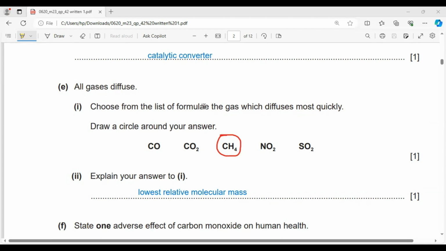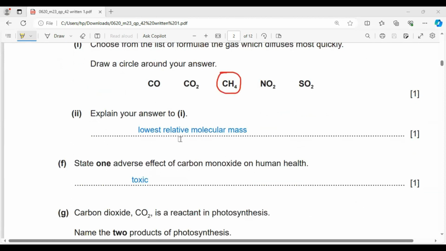Next is that all gases diffuse. Choose from the list of formulae the gas which diffuses most quickly. Draw a circle around your answer. From the given options, first of all, we have to find out the molar mass of all these options, and then we have to see which has the lowest molar mass. So here methane has the lowest molar mass because of which it will diffuse quickly. So the reason will be it has the lowest relative molecular mass.